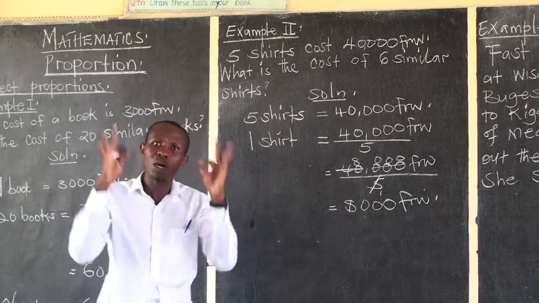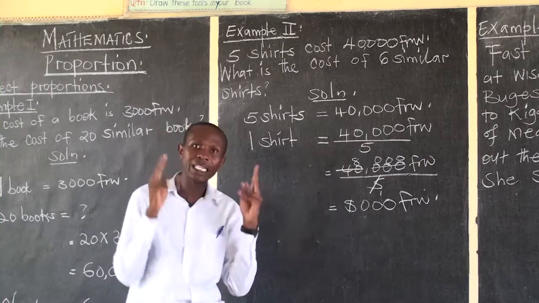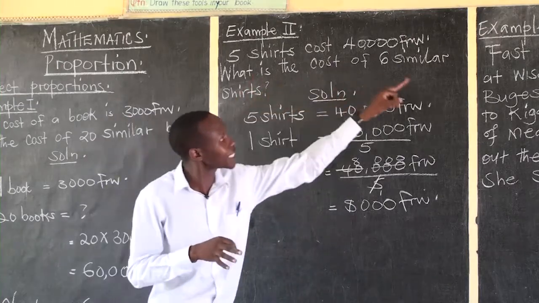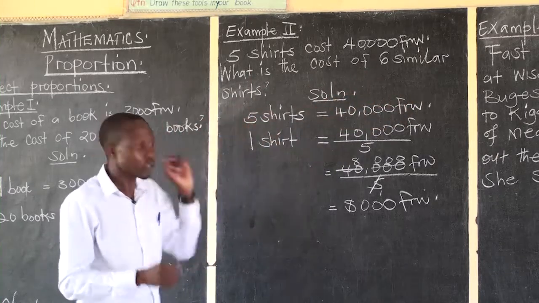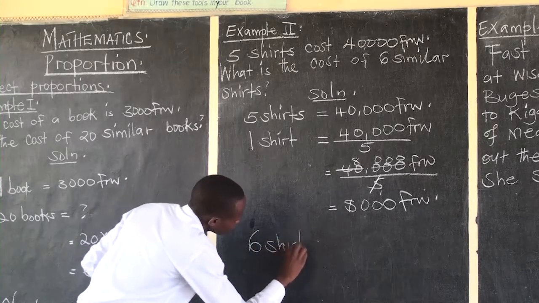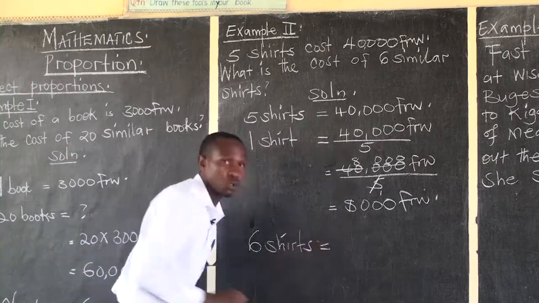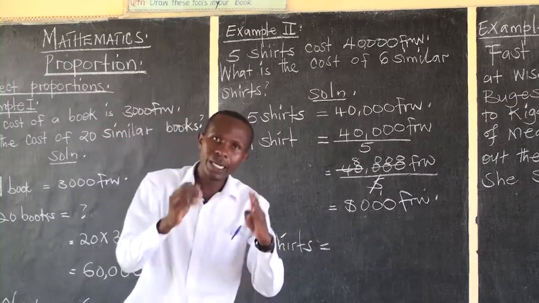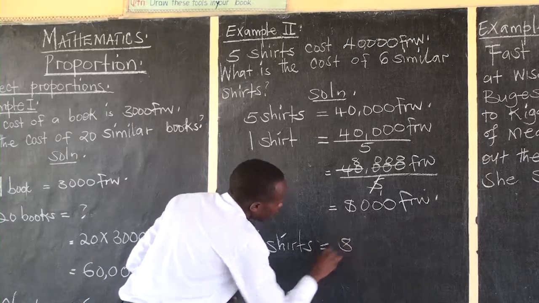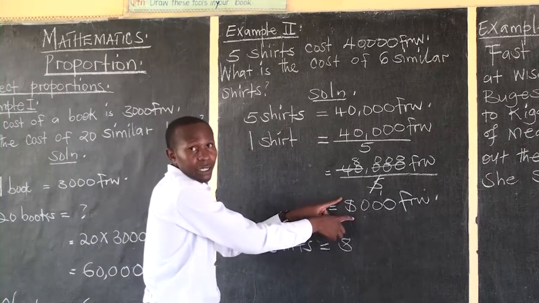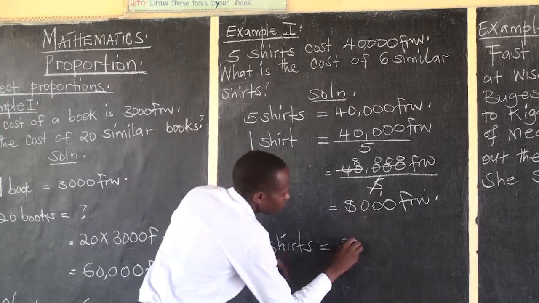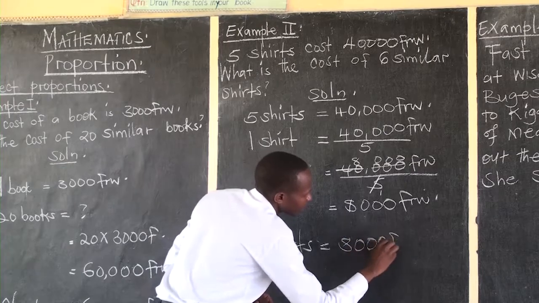If you go to the market and you want to buy 1, it is 8,000. But you want 6. According to the question, what is the cost of 6 similar shirts? So I'll say, 6 shirts will be equal to the amount of 1 shirt, which is 8,000. If you want only 1, it is equal to 8,000 francs.